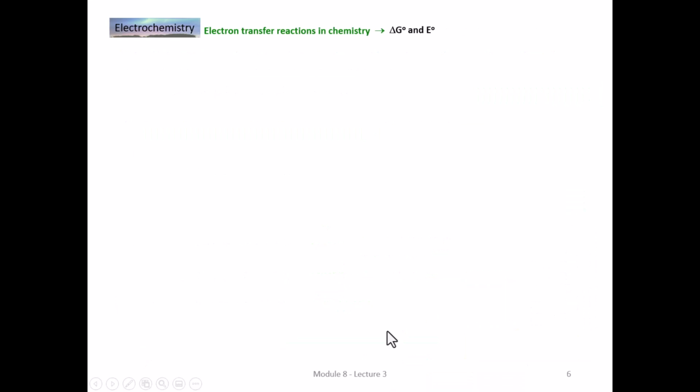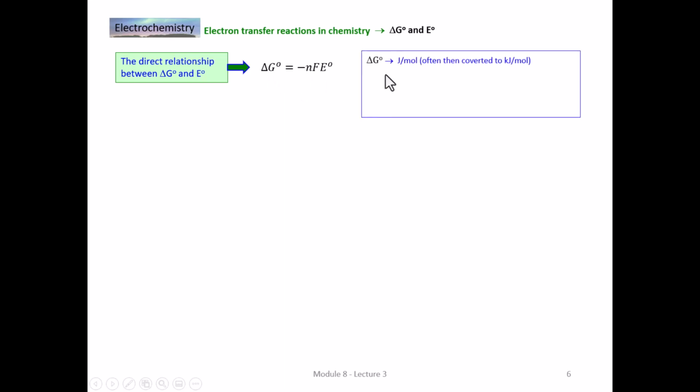The direct relationship between the standard free energy change and the standard potential for a redox reaction is written here. Delta G equals minus nFE0, where delta G is, of course, the free energy change in joules per mole. This is often converted to kilojoules per mole. n here is the number of moles of electrons transferred in the balanced reaction as written. This will become more obvious as we do some examples.